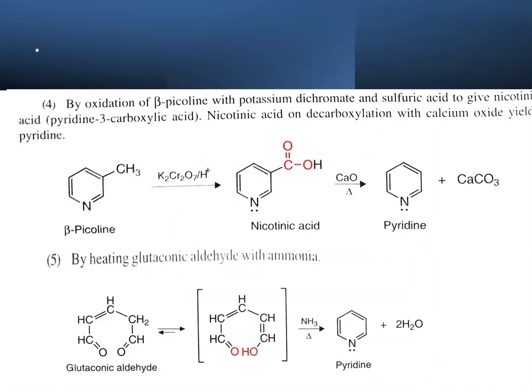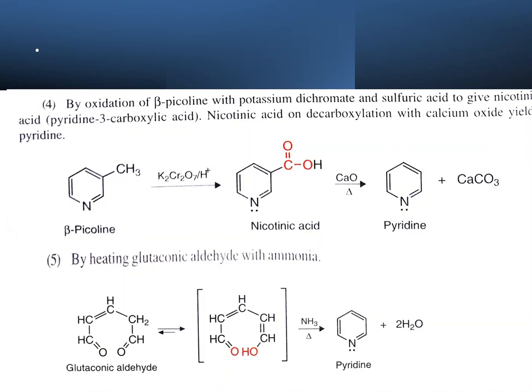Next is oxidation of beta picoline with potassium permanganate. The first thing is, your methyl group gets oxidized to carboxylic acid, that is nicotinic acid, and when you heat it with calcium oxide, that means at high temperature, it undergoes decarboxylation to give you pyridine. So this is the fourth method.